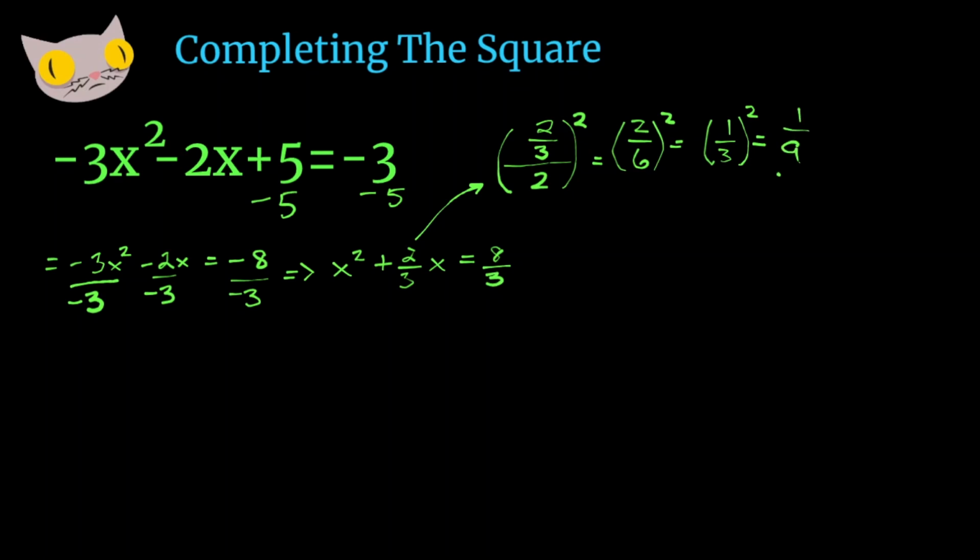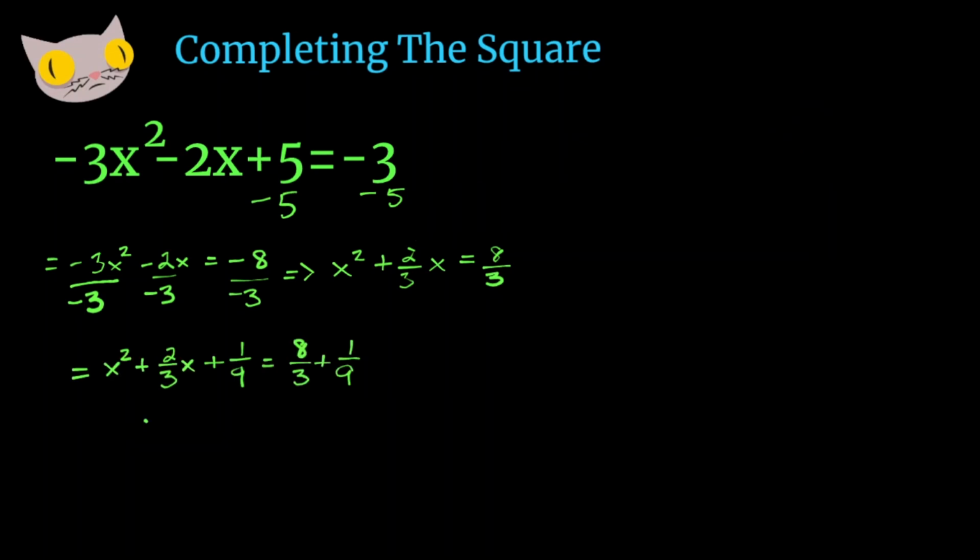So let's go ahead and add this value to both sides of the equation. So now we're left with x squared plus 2 over 3x plus 1 over 9 is equal to 8 over 3 plus 1/9, which is also 25 over 9. And over here on this side, if you factor all this out, we get x plus 1/3 squared. So we're going to have x plus 1/3 squared is equal to 25 over 9.